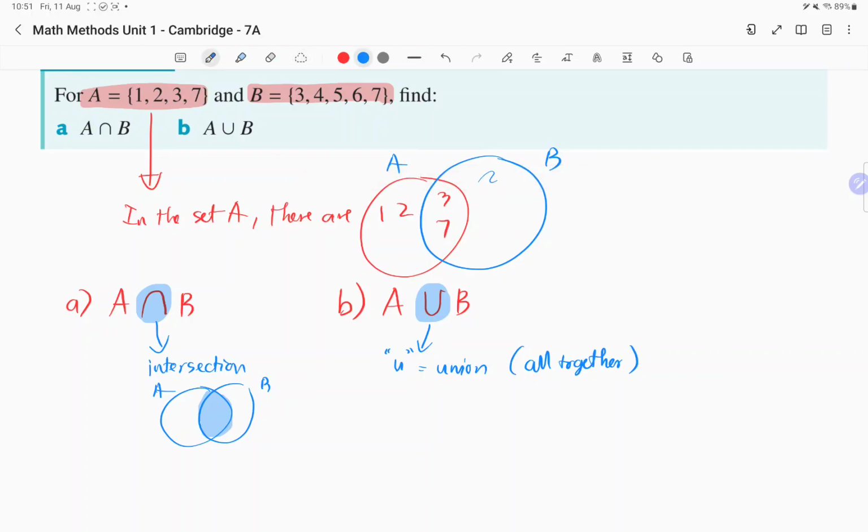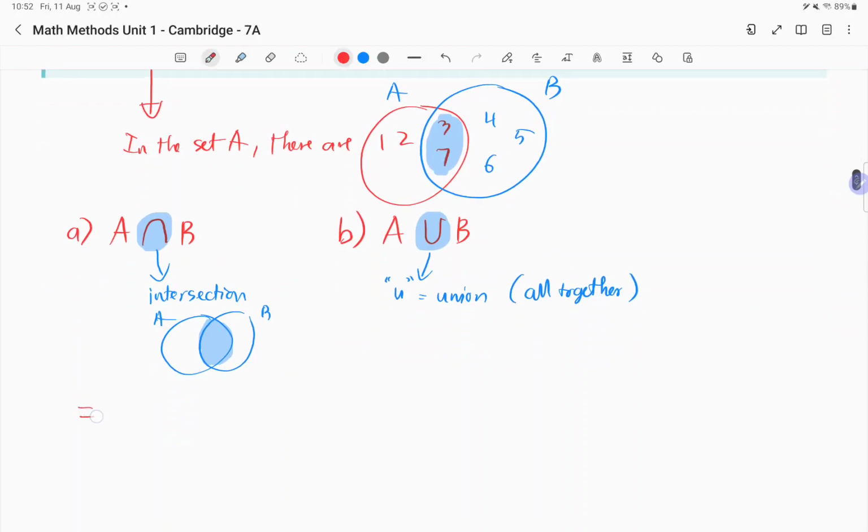And then we can list out the other parts of set B. So we've listed out 3 and 7 already. So we can just put 4, 5, and 6. So now you can see that in the set B, it actually covers all the elements, 3, 4, 5, 6, 7. And in the set A, it also covers all the elements in set A, 1, 2, 3, 7. And so the intersection between the two sets, A intersect with B, is actually the set of two numbers, 3 and 7.